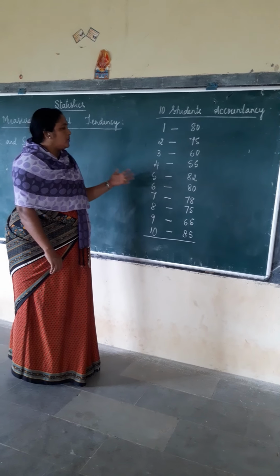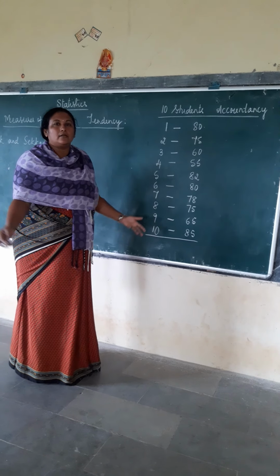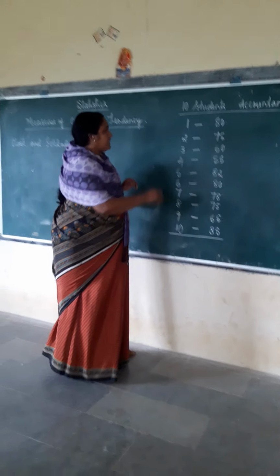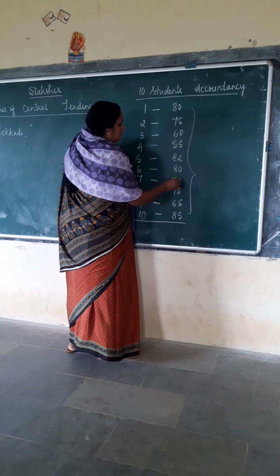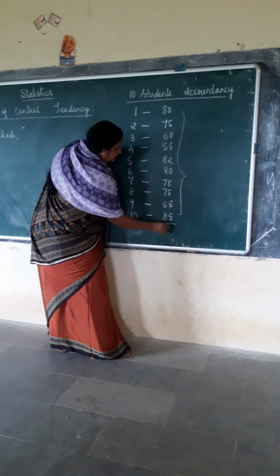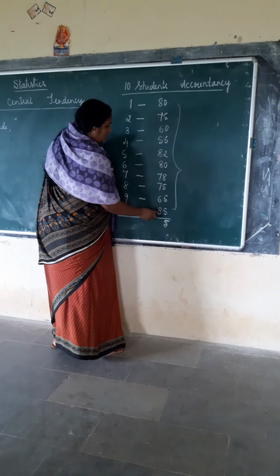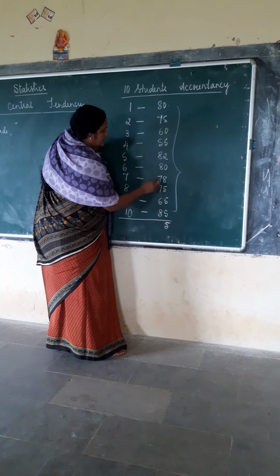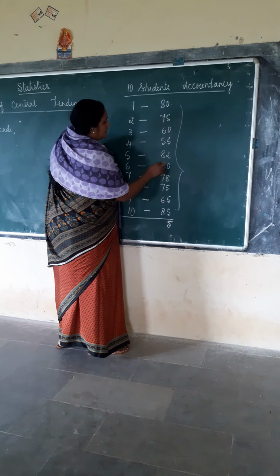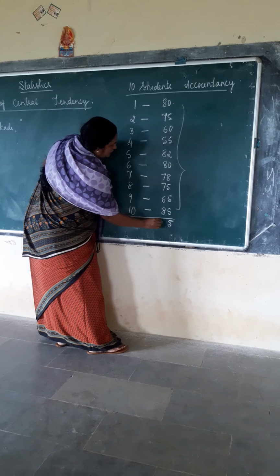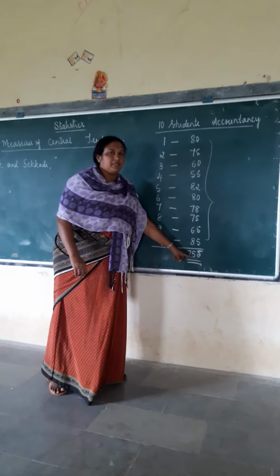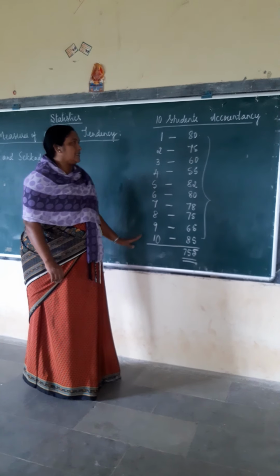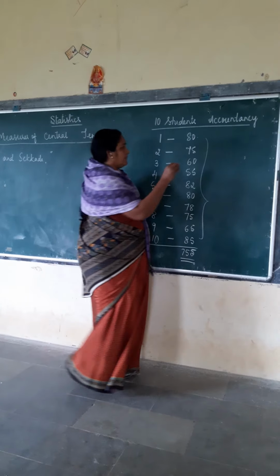So what will you be able to say by seeing this data? You cannot say anything. So let us add up these marks. 80, 155, 215, 270, 352, 432, 510, 585, 650, 735. 755 is the total marks scored by 10 students in the subject accountancy.